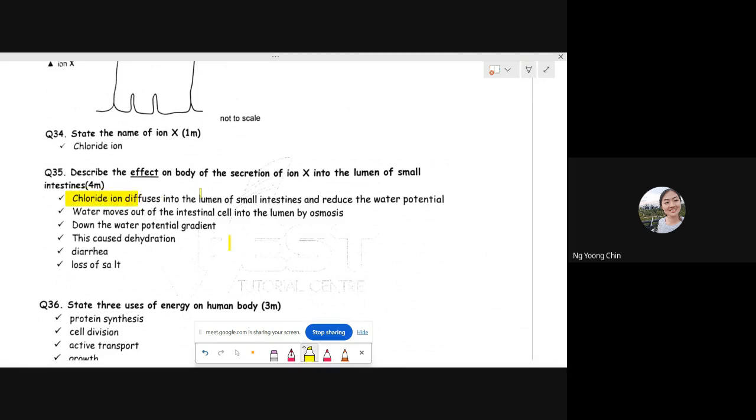They are diffused into the lumen of the small intestine, and then they will cause a reduction in the water potential. So water is able to move out of the intestine cell into the lumen. Remember this term, osmosis. Whenever you write about the process involved in water movement, please always remember to add osmosis. So they will call it dehydration and watery diarrhea due to the loss of a large amount of salts. This salt actually refers to the chloride ion, because salt is made up of sodium chloride and HCl.